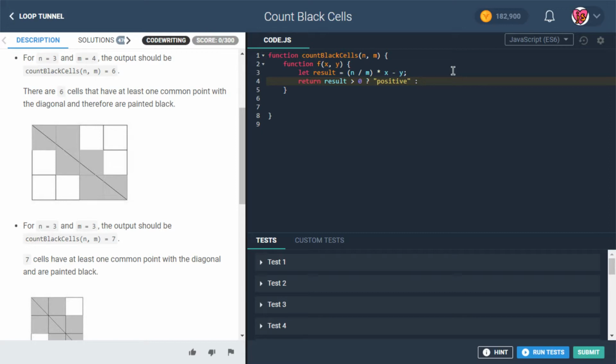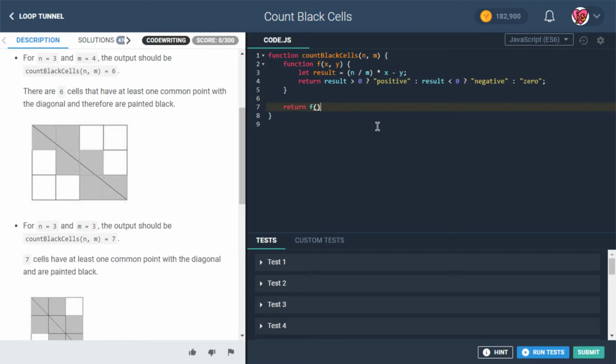Okay, positive. Otherwise, is result less than 0? If it is, then it's negative. And guess what? If it's neither of those, it's 0. Okay, cool. So there we go. That looks good. So we just want to return that. So let's see. I want to test this.